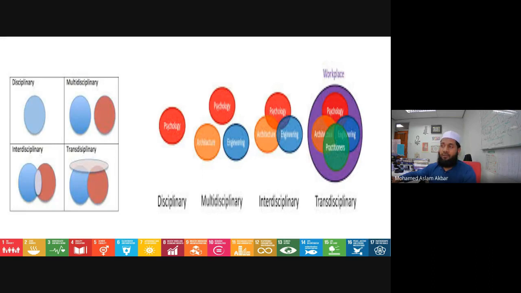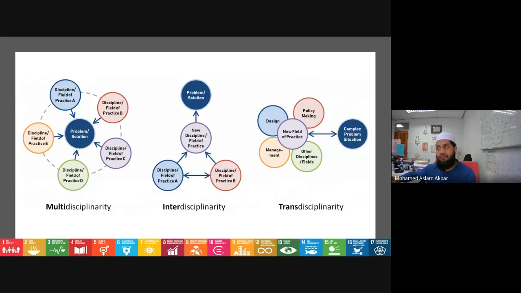Interdisciplinary, they work together, but again, they are not in the same entity. But transdisciplinary, they are working together, and then the practitioner comes together. This is the most important thing. This is not only about academia. This is also practitioners. That's why earlier you saw that there was policy making, designs, management, all this comes together with this.